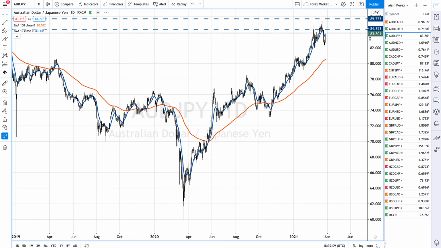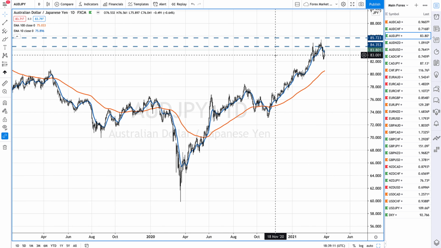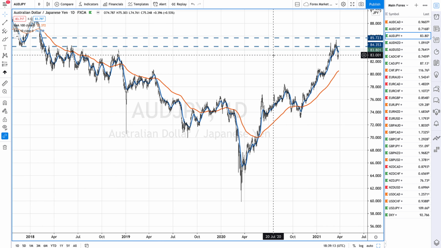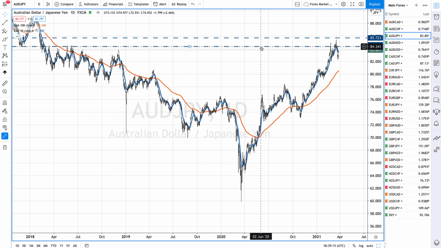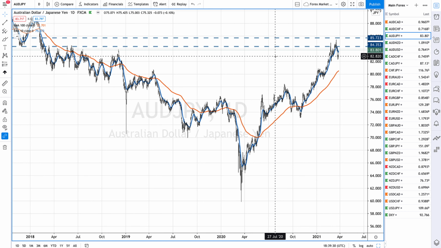Again, we have some potential roadblocks on the horizon. I wouldn't call it trouble. And that's the 84.34 level, and above that the 85.72. So if we get above there, then we can look to trade towards 85.72. But as we get to 85.72, we then need to look to see how the market reacts there as to whether you want to take profit there or not.